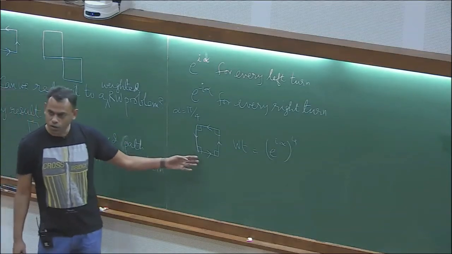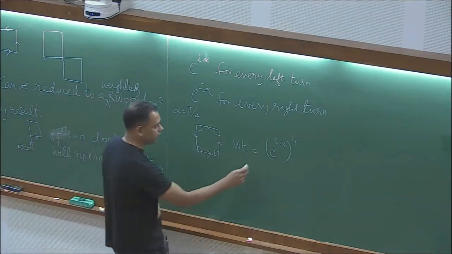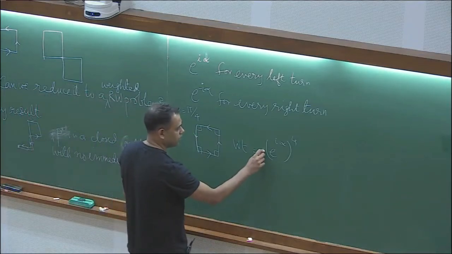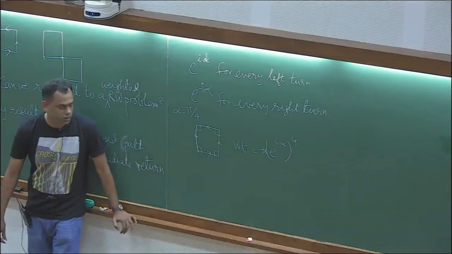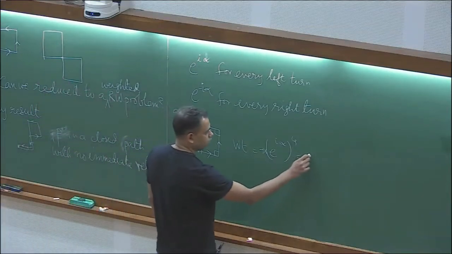But this is a nice walk, so I need to multiply by the minus. So I'll define my weight to be minus 1 times e to the power pi i alpha. So this becomes 1.